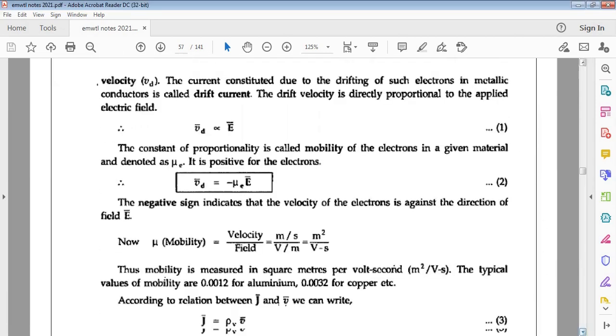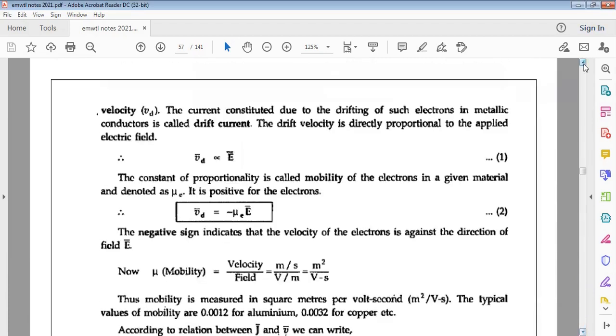Okay, see the relation. The velocity Vd is the drift velocity. The current constituted due to the drifting of such electrons in metallic conductors is called the drift current. The drift velocity is directly proportional to the applied electric field. How do we get this? The drift velocity comes from the moving of the free electrons.